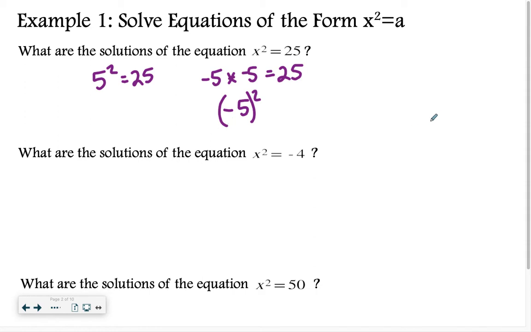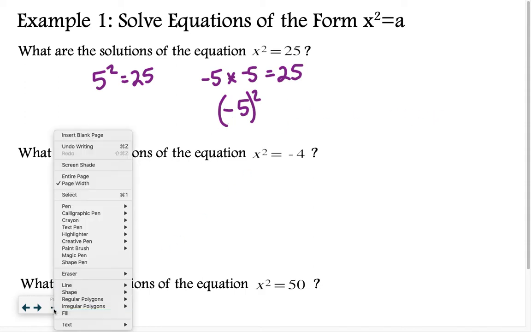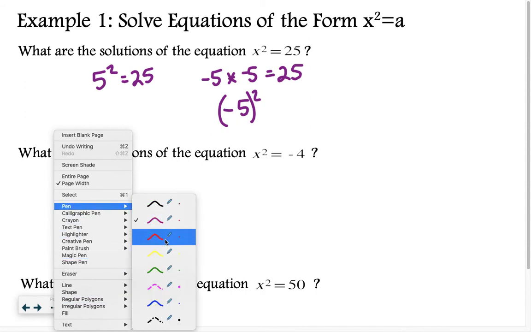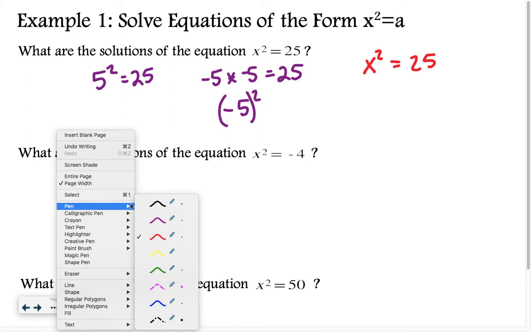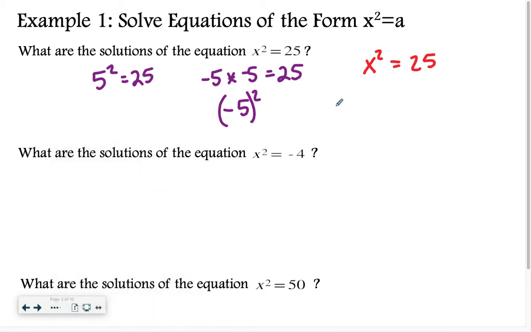Okay, so because of the fact that there are two answers, let's think about how that impacts solving equations with square roots. So we have x squared equals 25. The opposite of a square is a square root. So what I do is I take the square root of both sides. This is not really anything new so far.